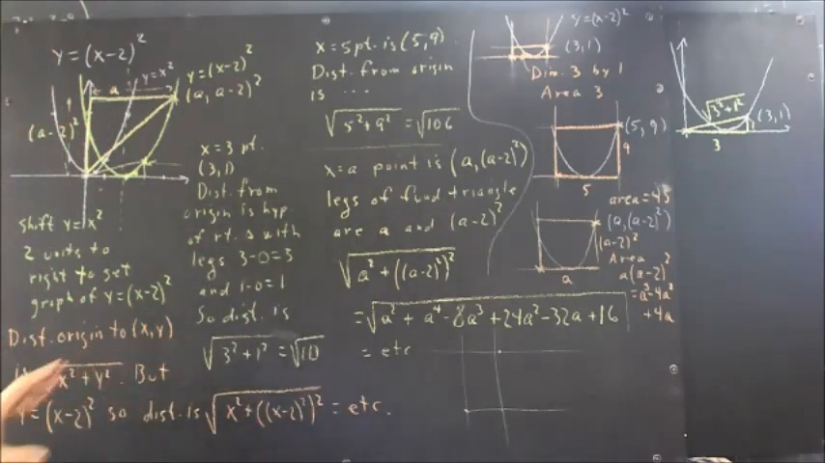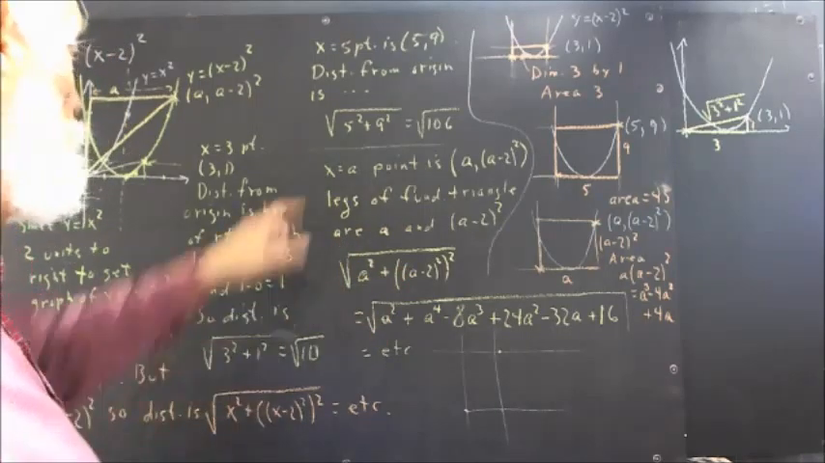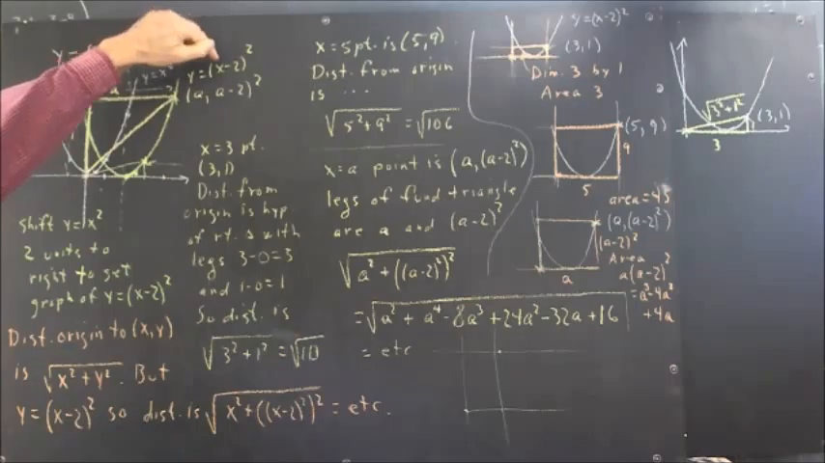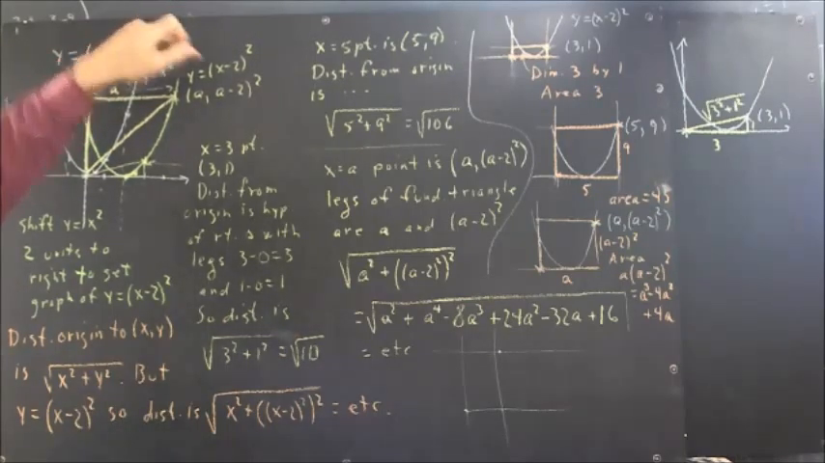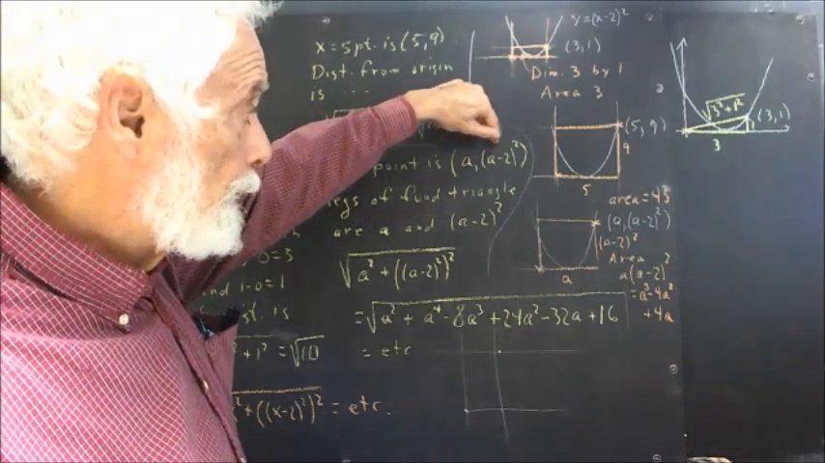bit and weren't sure what to do. But you just do what it says. If x equals a, then what does y equal? Well, if x equals a, we're going to have to put a in where x is. And we're going to get a minus 2 quantity squared, and that's going to be our y coordinate. So the x equals a point has coordinates a, (a minus 2) quantity squared.